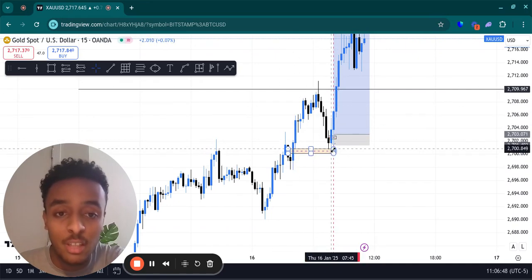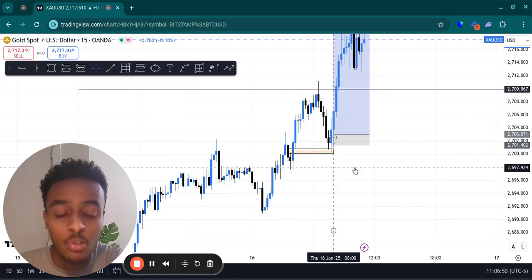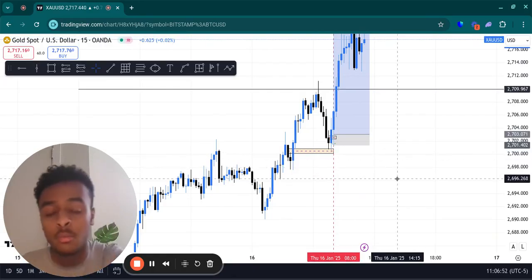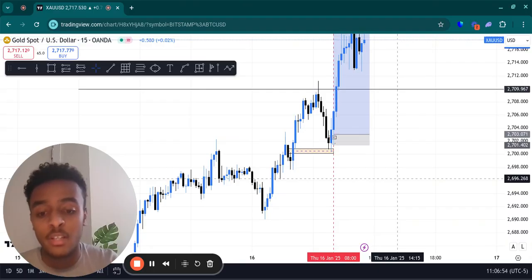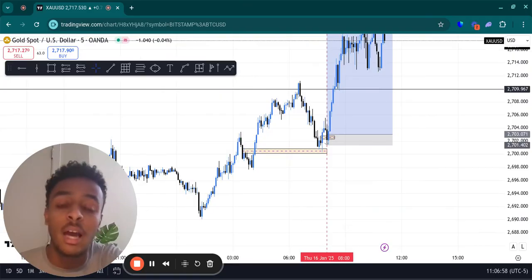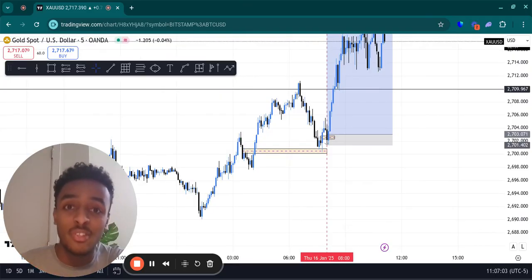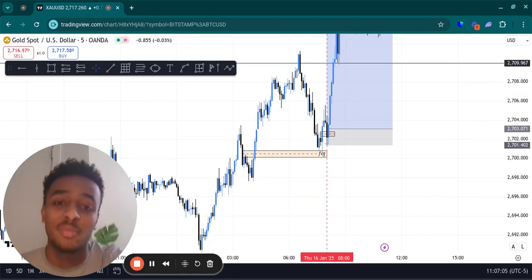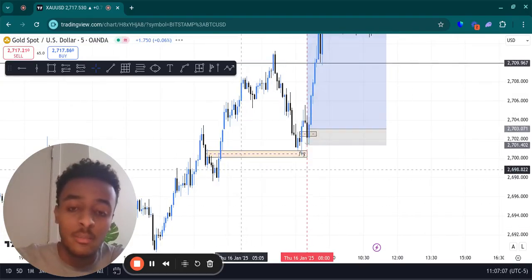So we said that the 15-minute is bearish coming into market open, which was at 8 a.m., right? So what can that tell us? Very simple. We need to invalidate the structure that was made on the 15-minute. How can we tell that the 15-minute is about to reverse? A 5-minute reversal. There we go.